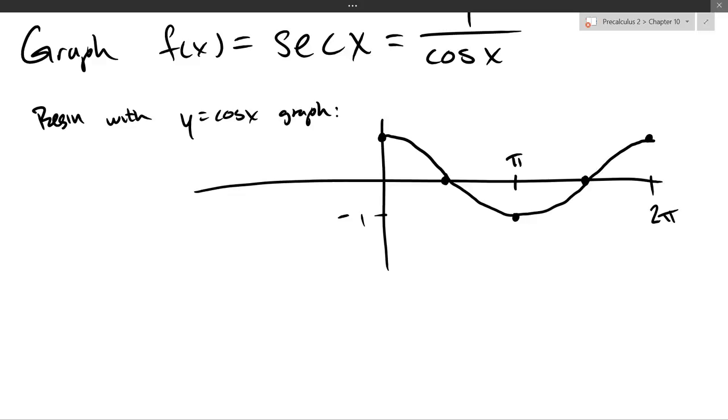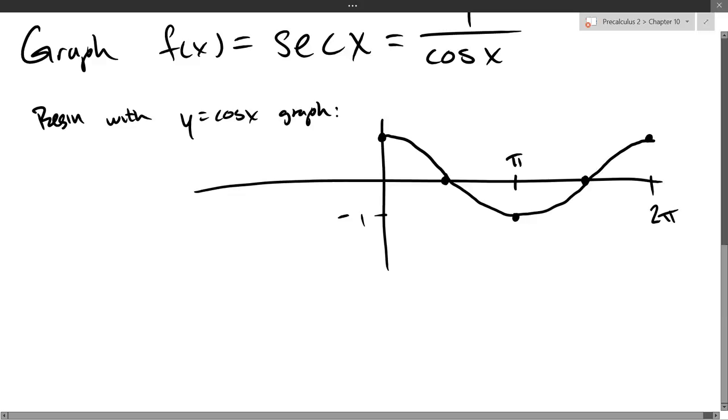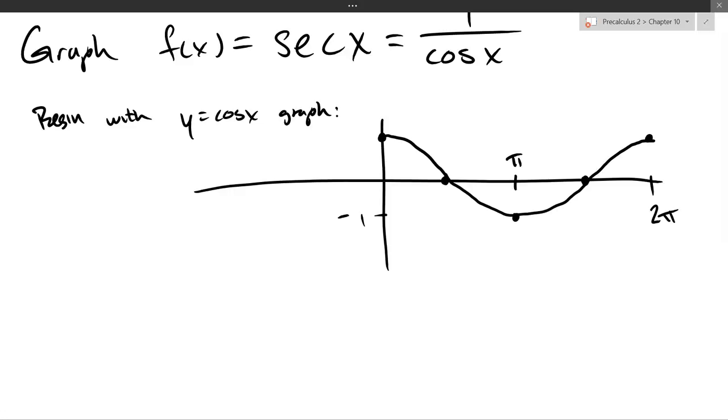You should either have this memorized already, or you should be planning to have it memorized for tomorrow. You should get a quiz, and it's going to require you to know not just the cosine graph, but the sine graph. There'll be no reciprocals on tomorrow's graphing test or graphing quiz, so you won't need secant, cosecant, any of those.